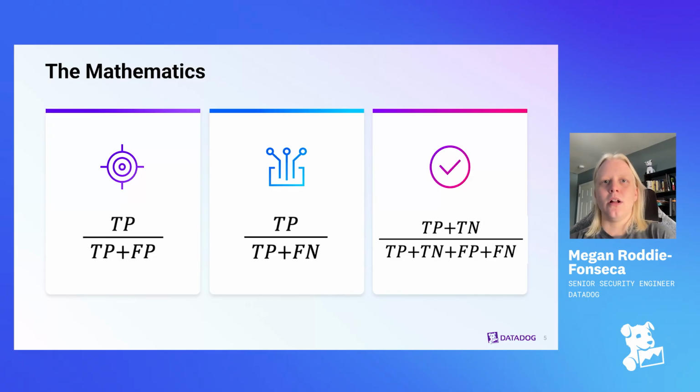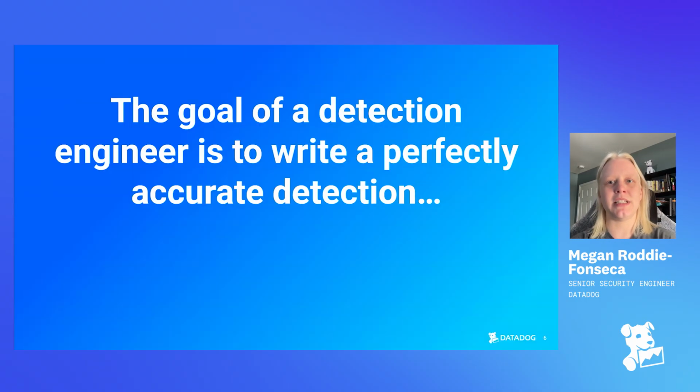So when we're writing detections, what's the goal of a detection engineer? Is it precision? Is it recall? Is it accuracy? And really, the goal of a detection engineer is for a perfectly accurate detection. Something being perfectly accurate would mean that you caught everything that was malicious and you caught nothing that was not malicious with a detection. But in reality, this is practically unachievable.